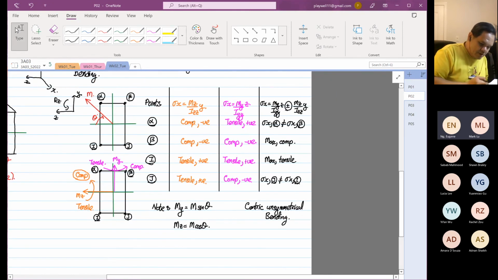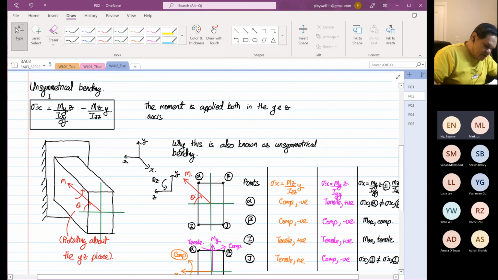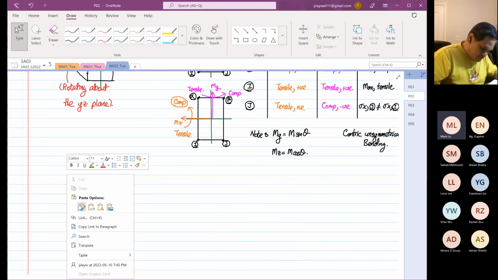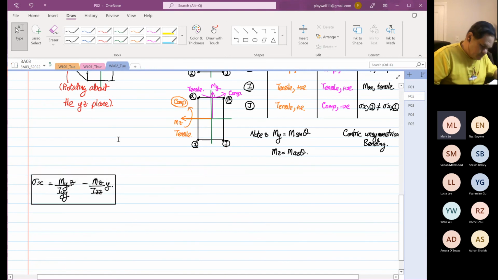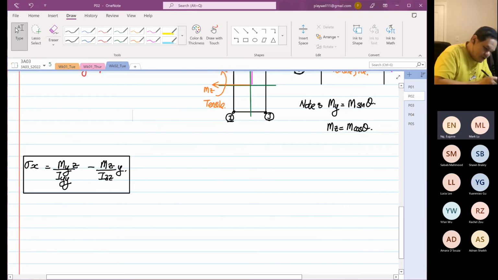Now I'd like to highlight an important point where students tend to make a mistake, or not just students, engineers will also make the same mistake. I will elaborate more on this formula in terms of second moment of area. Let me get the formula. I already wrote down how you calculate My and Mz.